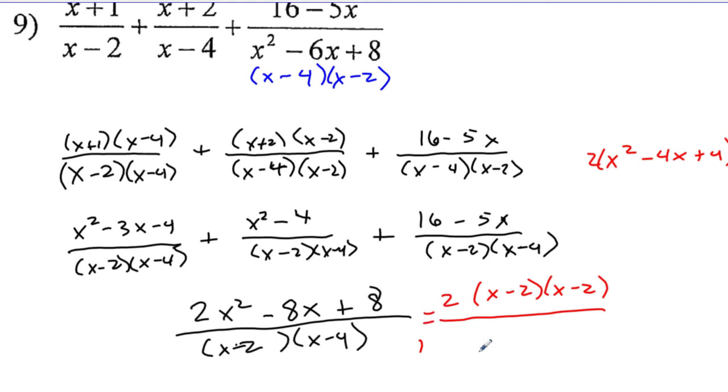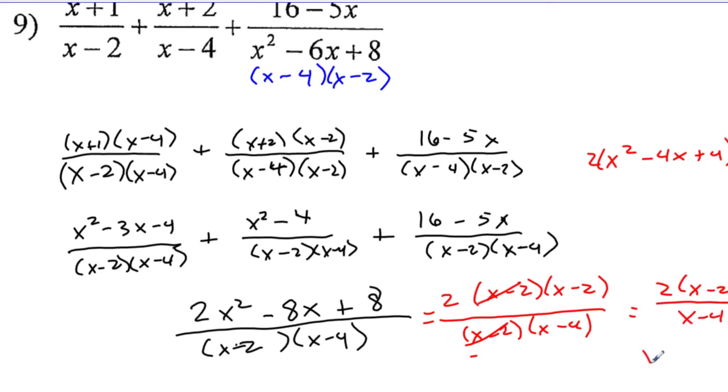This equals the factored numerator over x minus 2, x minus 4. And now when I compare the numerator and the denominator, there's something in common, so I have to cancel. I'm going to get rid of one of these x minus 2's with the one in the denominator. So my final answer in simplest form is 2 times x minus 2 over x minus 4. And this is my final answer.